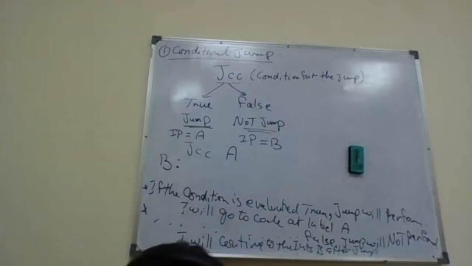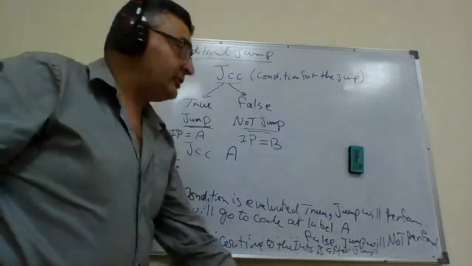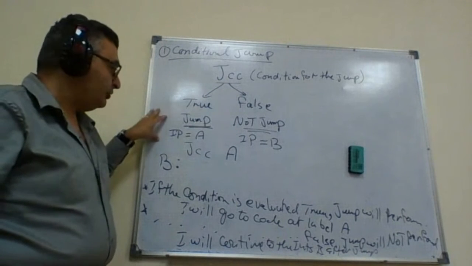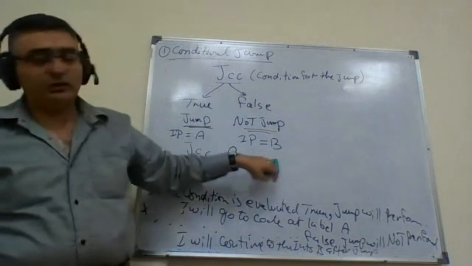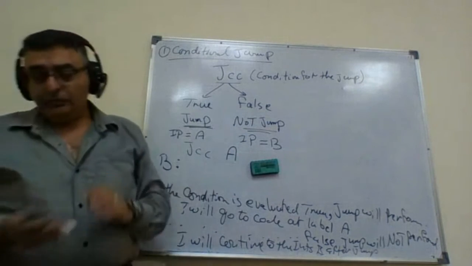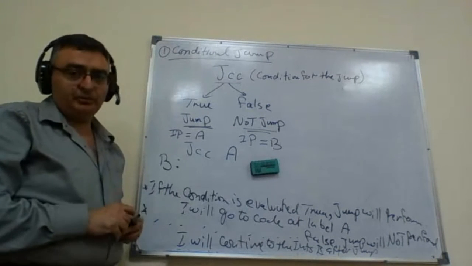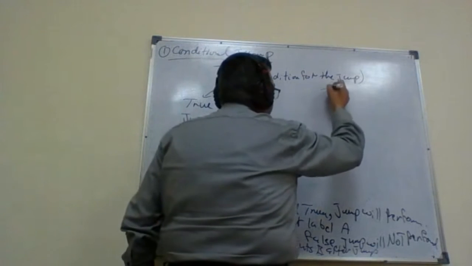Okay. So, we just discussed the conditional jump instruction, what its action is, and the different conditions that we have for the conditional jump. Now, we want to take one of the examples. Okay, we will take the example of the jump if zero.